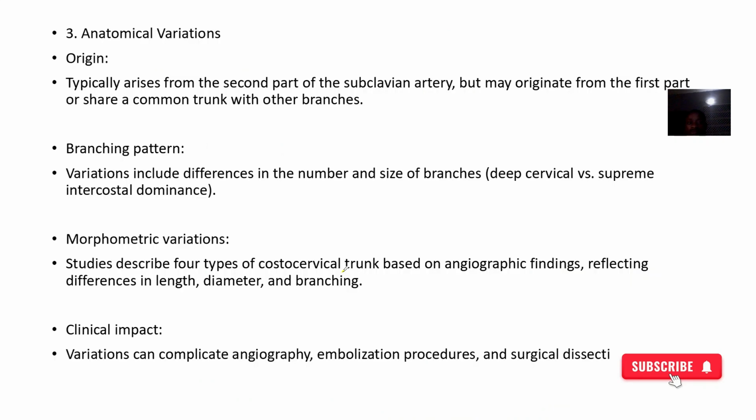Costocervical trunk anatomical variations: it typically arises from the second part of the subclavian artery, but sometimes may originate from the first part. Branching variations include differences in the numbers and also the sizes of branches from one individual to another.